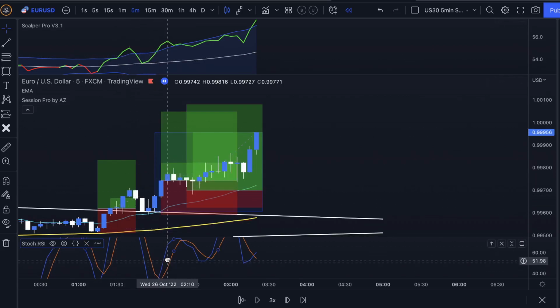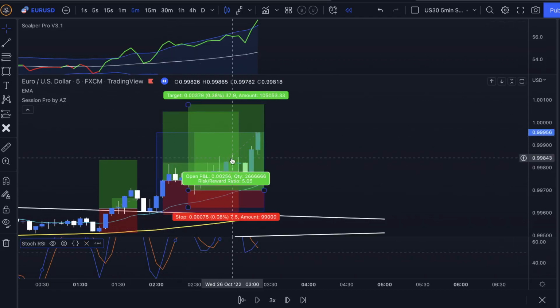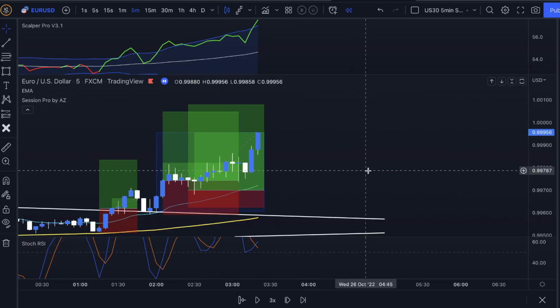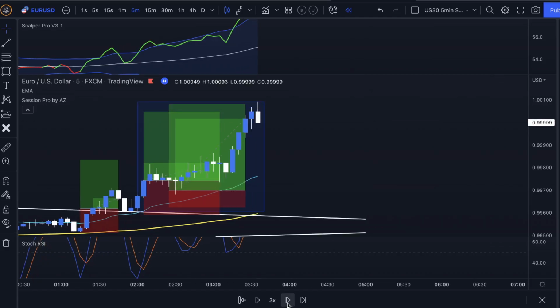So we broke out, had our stochastic cross, and we had a Scalper Pro breakout. That was it for me at the beginning of the London session. Sometimes at the beginning of the session you have to be careful because they like to trick people into a long position just to take it down short. So let's continue and see if it hit take profit.